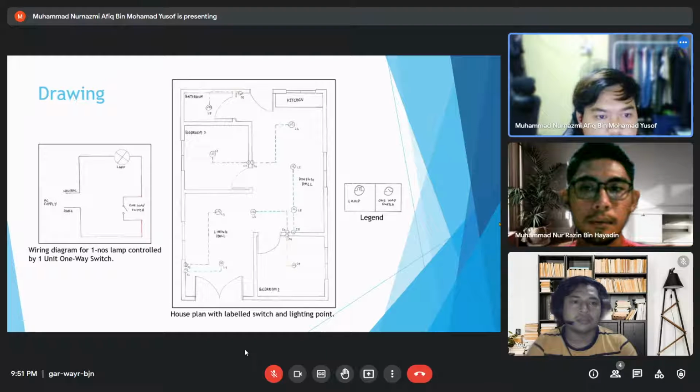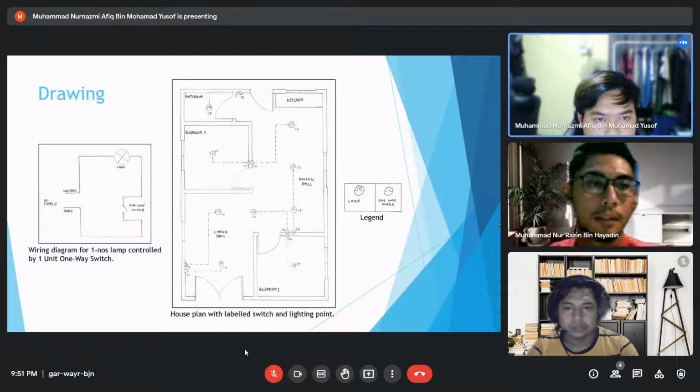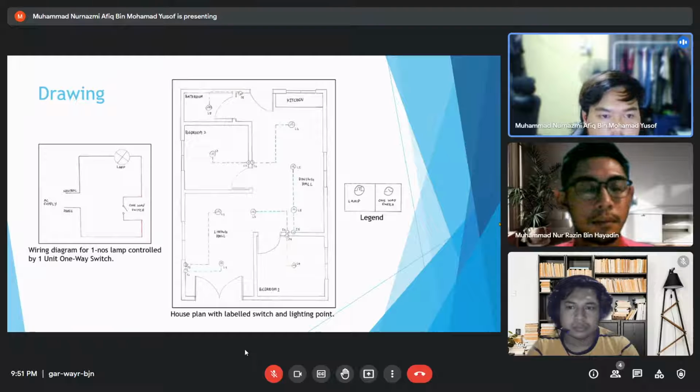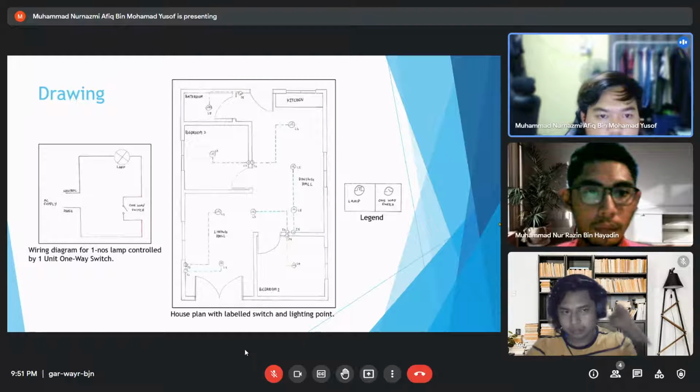My name is Muhammad Nazmi Afiq Muhammad Yusof. I will present the drawing. For the left side, you can see the wiring diagram for one lamp controlled by one unit one-way switch. As you can see, the neutral wire is connected to the lamp from the AC supply, and then the phase wire is connected to the one-way switch, and then to the lamp.